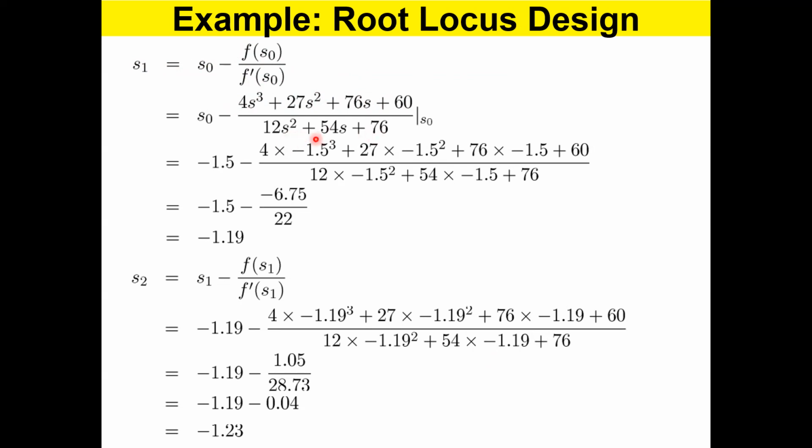This is f dash. Once you differentiate this one, you get 12s squared plus 54s plus 76. So evaluate this at s equals s0, which is minus 1.5. Substitute for s, get the answer, and it will be minus 1.19. So you started from minus 1.5, and the new value is minus 1.19.